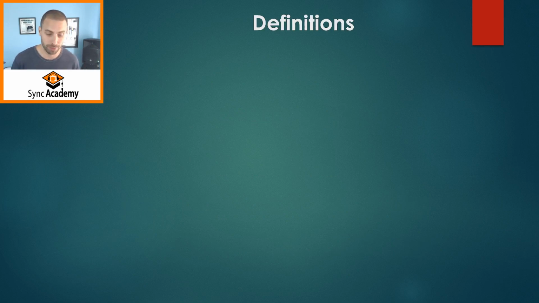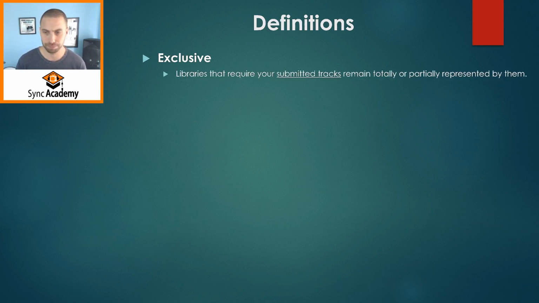Let's start with some definitions. We got to make sure that we are very clear about what we're talking about, okay? So let's talk about exclusive music libraries. What does that mean when you're submitting for a library and they say that we are looking for exclusive tracks? What exactly does that mean? It's basically a library that requires that your submitted tracks, not you as the writer, not you as a composer being signed to them, but the submitted tracks, remain either totally or partially represented by them, basically distributed or published by them. They're acting essentially as a publisher, getting your tracks out into the TV film world, okay?